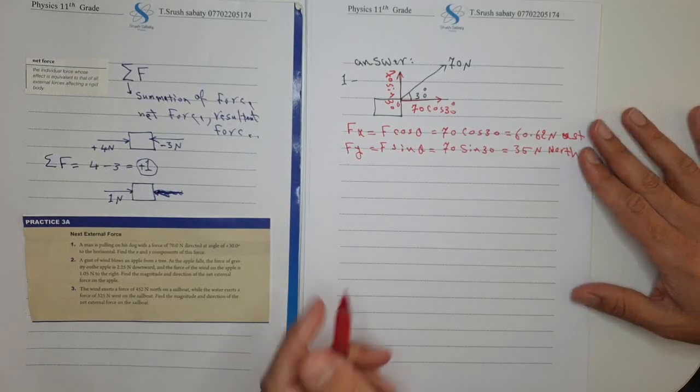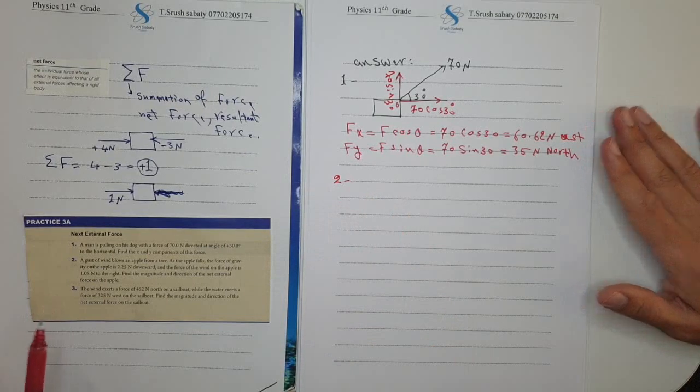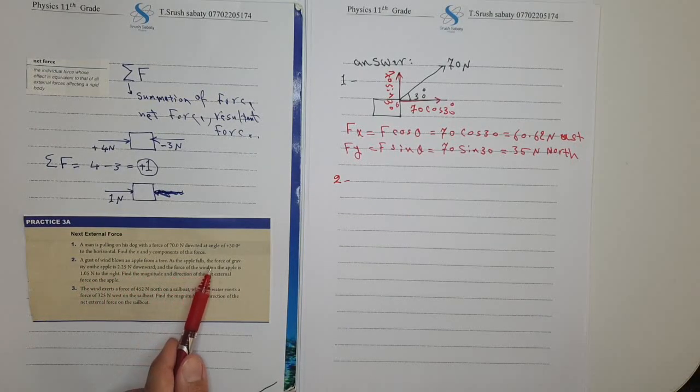What about the second one? A gust of wind blows an apple from a tree. As the apple falls, the force of gravity on the apple is 2.25 Newton downward, and the force of the wind on the apple is 1.05 Newton to the right. Find the magnitude and direction of the net external force on the apple.